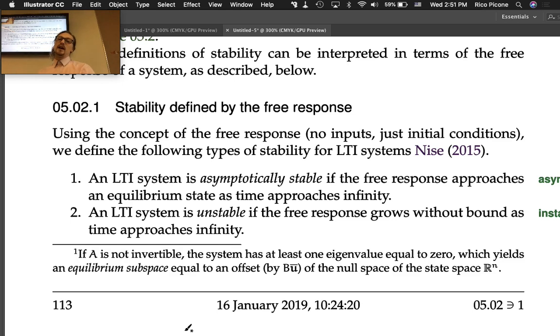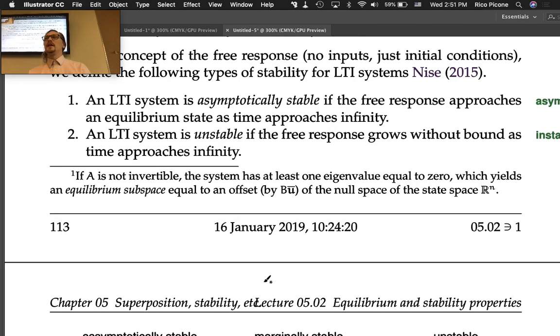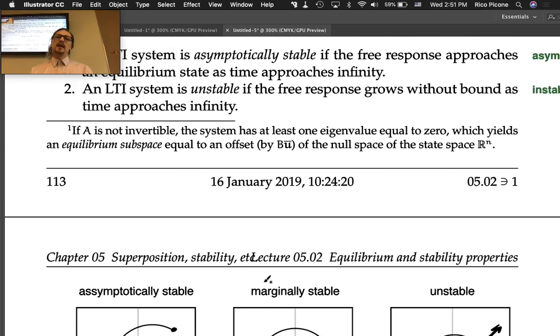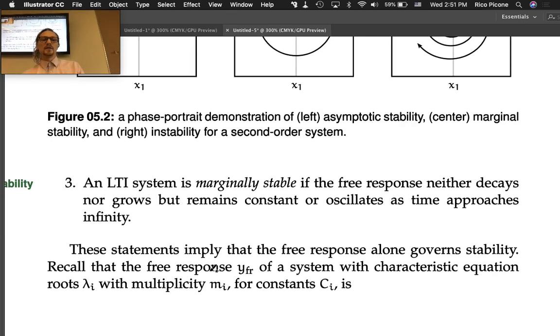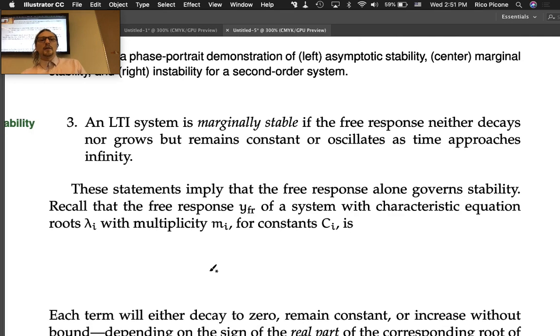An LTI system is unstable if the free response grows without bound as time approaches infinity. So that would be an interpretation of unstable using the free response. And then finally, an LTI system is marginally stable if the free response neither decays nor grows but remains constant or oscillates as time approaches infinity. These statements imply that the free response alone governs stability. So if we use these statements to be our definition, which we will in this class for the most part, unless I explicitly say otherwise, we're going to use these definitions.